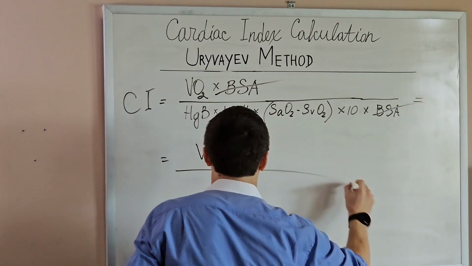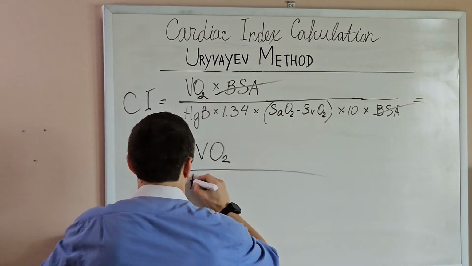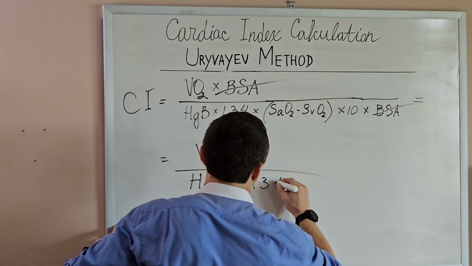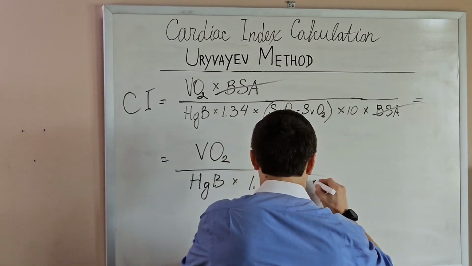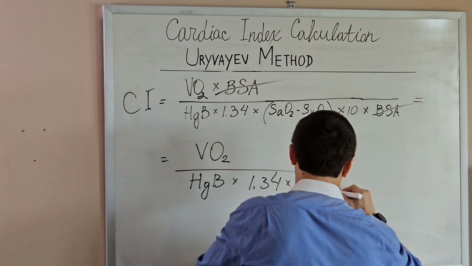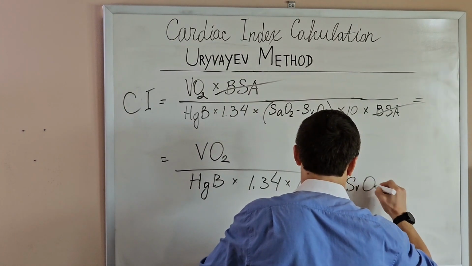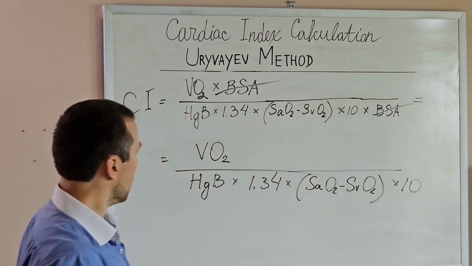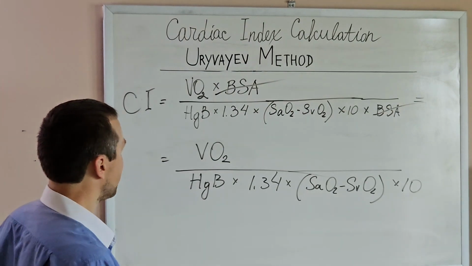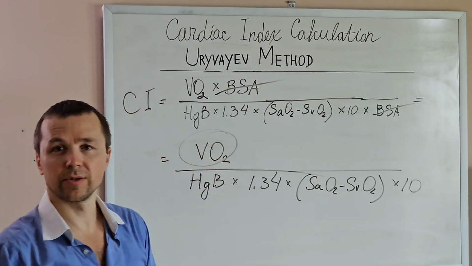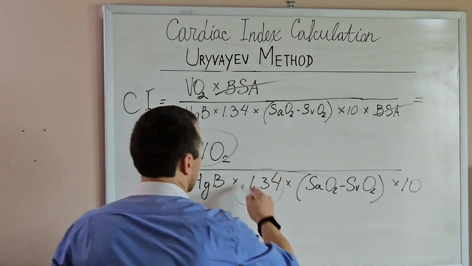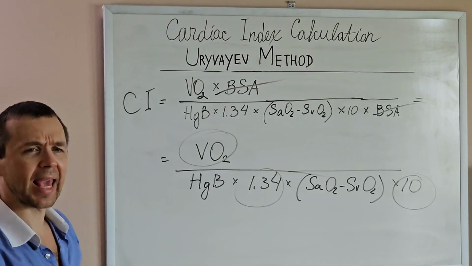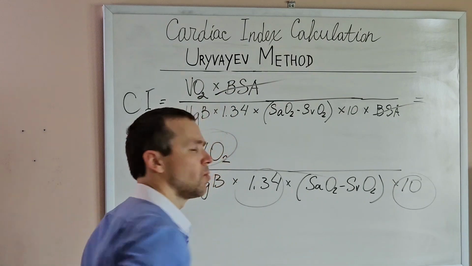We're left with VO2, oxygen consumption, hemoglobin, and you will have your blood gas values. Right? So, from those, which of the values do you already have? Oh, those are standard, right? This is standard, this is standard. So all you need to calculate someone's cardiac index is hemoglobin and two blood gases.